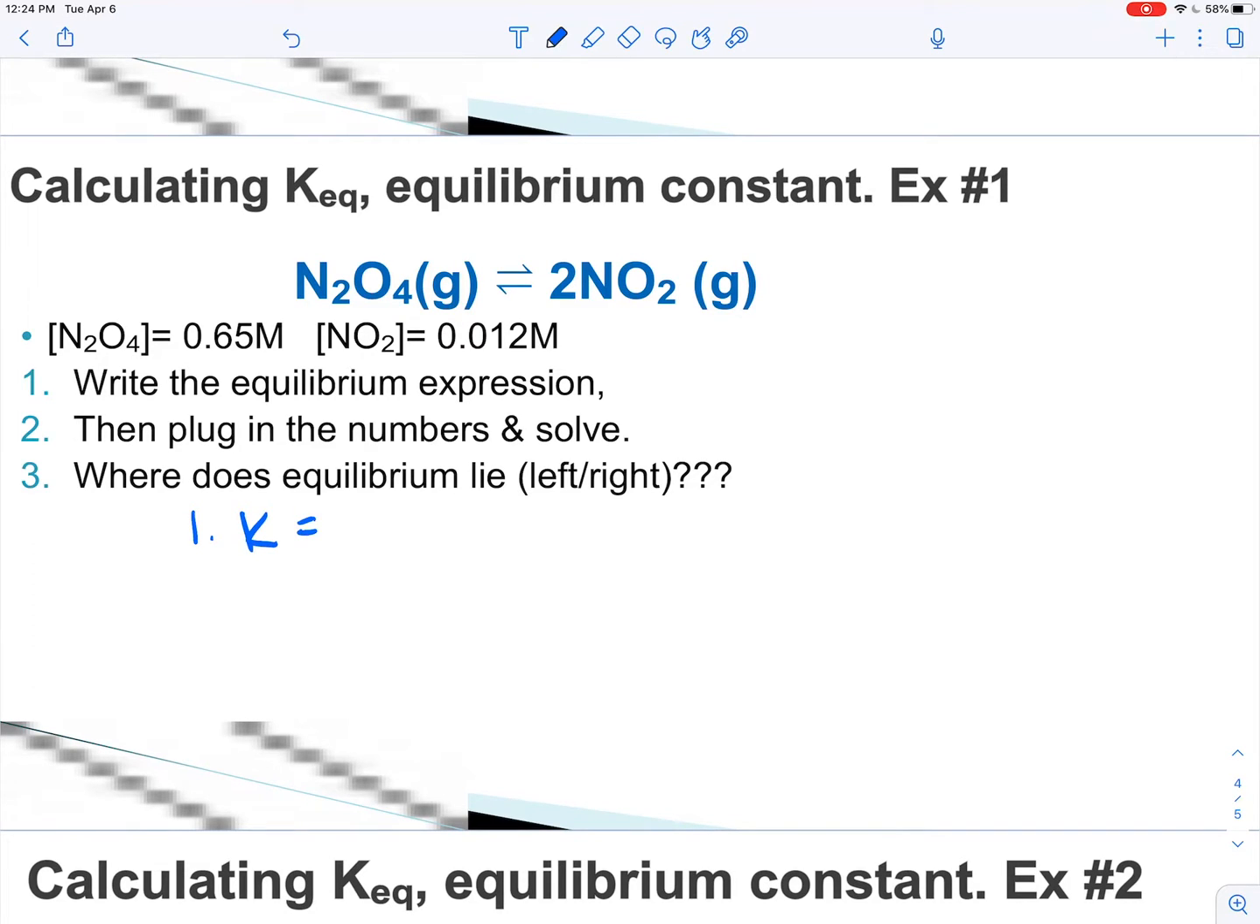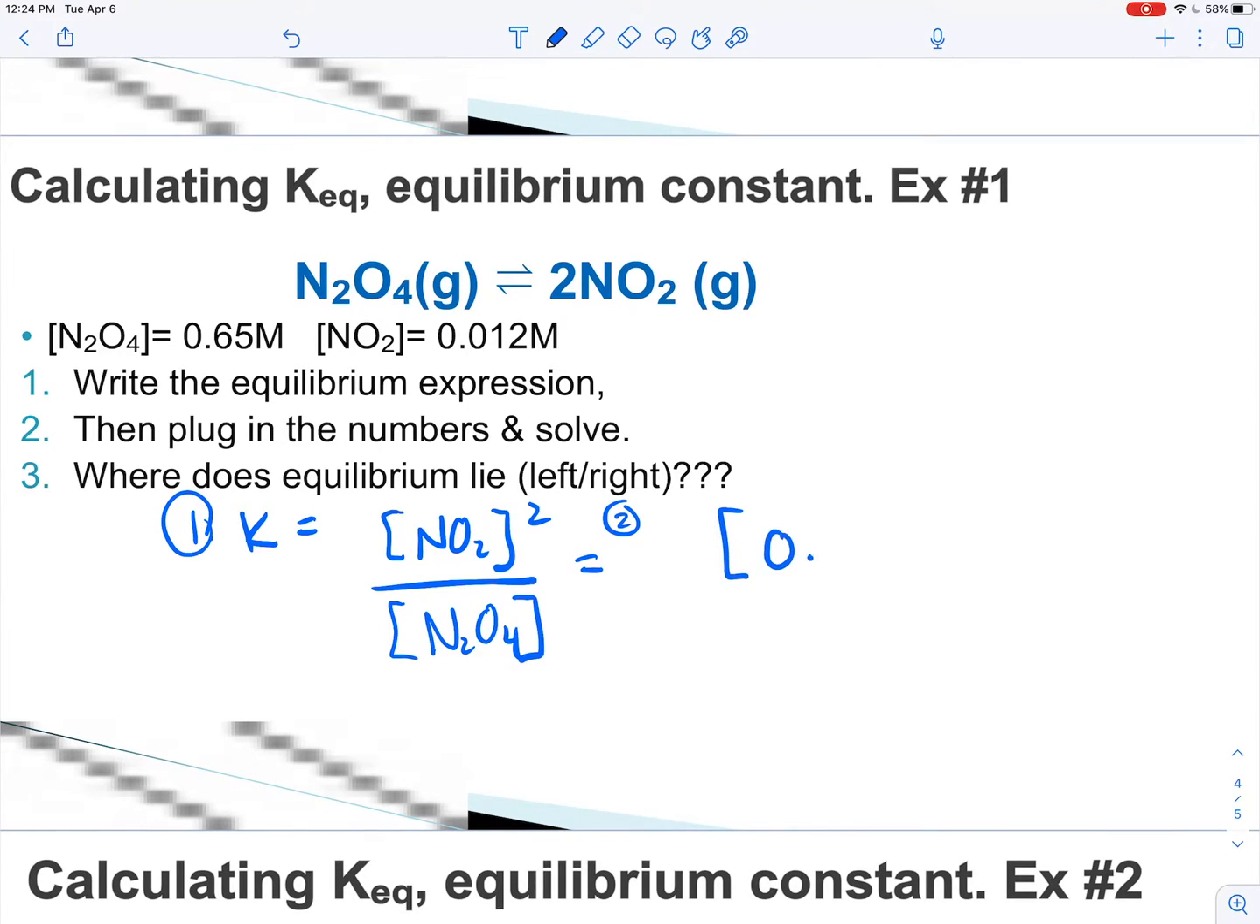So K equals products, in this case NO2. So we're going to do this. We're going to write the equilibrium expression. And then now I'm going to plug in the numbers. So step 2, I want to plug in the numbers here. Step 1, step 2, plug in the numbers. So I've got 0.012 products. It's going to be squared over N2O4 0.65.